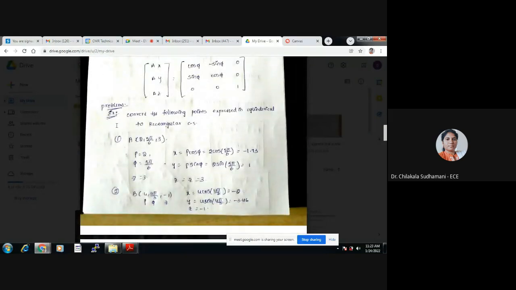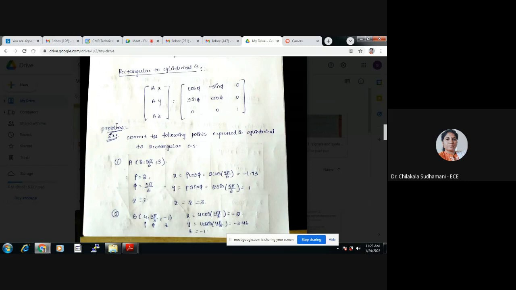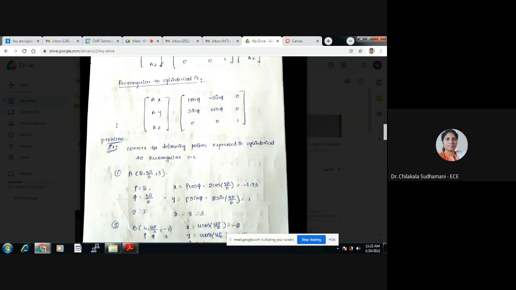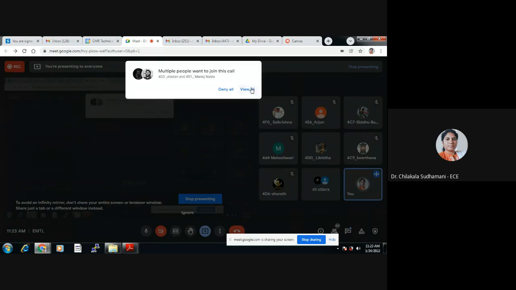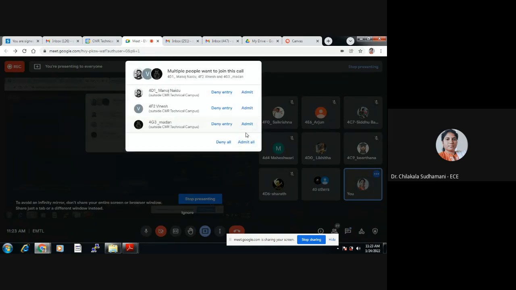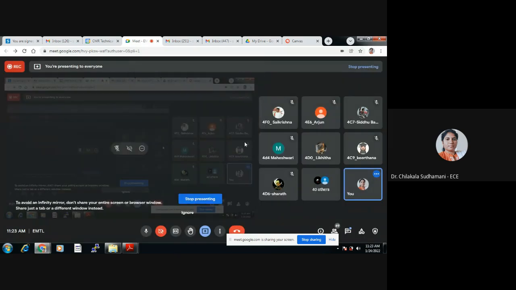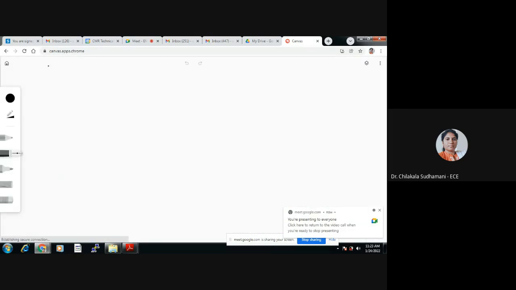Now here is a problem: how to convert the following points represented in cylindrical to rectangular coordinate system. Means given parameters or cylindrical coordinate parameters. So what is the meaning of cylindrical coordinate parameters? What are the basic three parameters of a cylindrical coordinate system? What are the three coordinates of a cylindrical coordinate system?